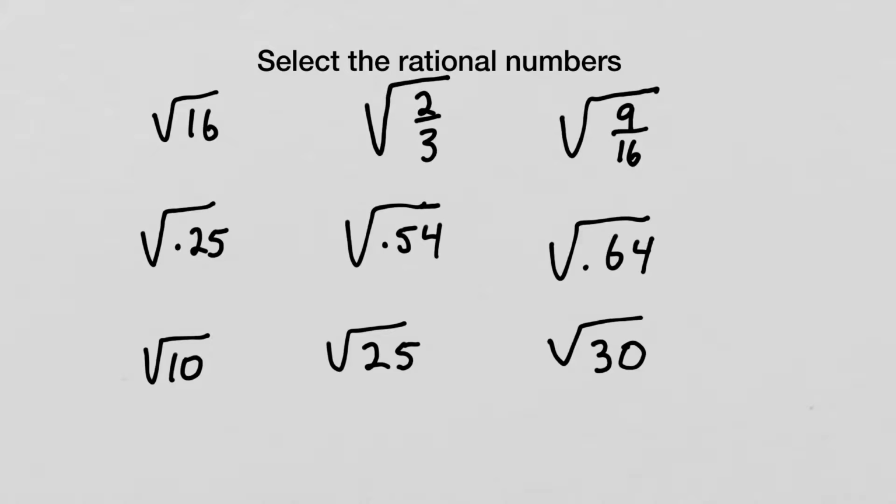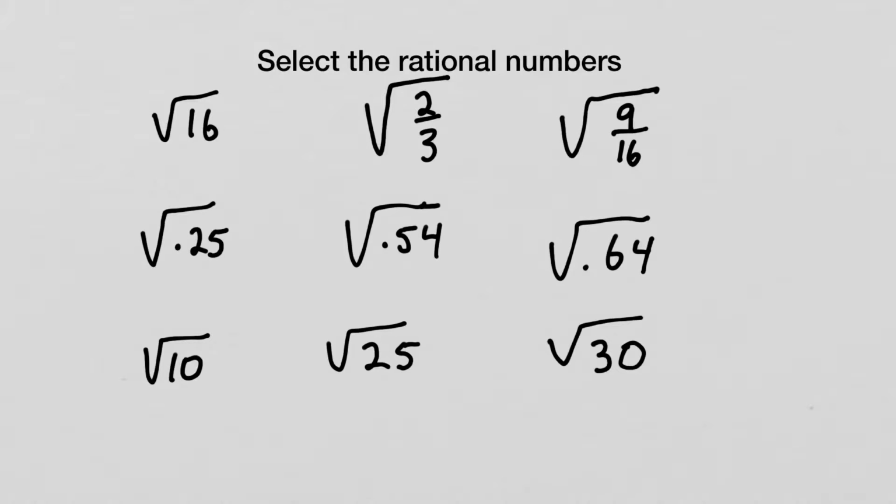In this question, we're supposed to find all the rational numbers. Rational numbers are numbers that can be written as a fraction. Now, this question can be kind of confusing because some of these, even though they're written as fractions, are actually irrational because they're inside the square root. So in order to find out whether it's rational or irrational, we actually have to solve some of these out.